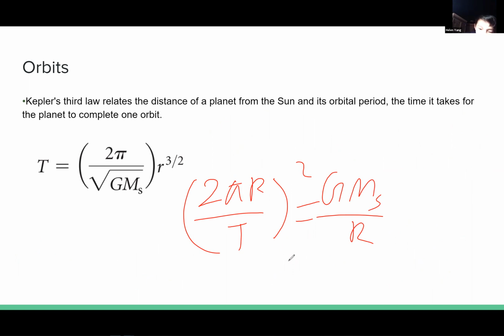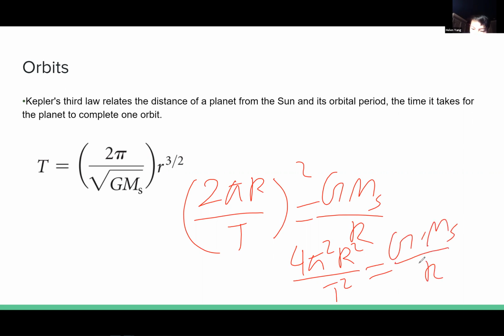So if you expand that, you get 4 pi squared r squared over t squared is equal to g times ms over r. And if you want to find t, then it'd be 4 pi squared r squared equals g times mass of the sun over r times t squared.